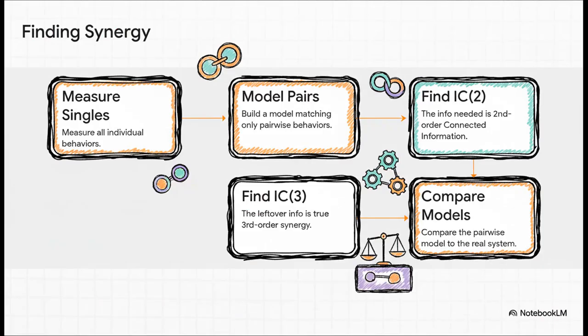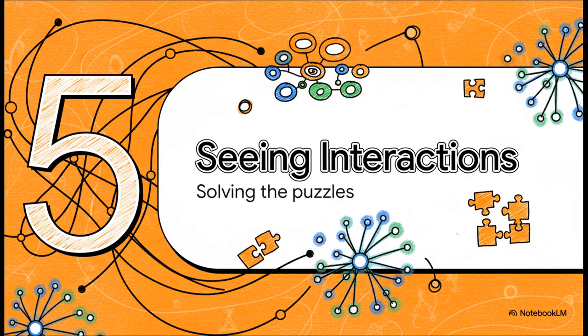So, how does this thing actually work? Well, it's a really clever step-by-step process. First, you look at all the individuals. Then, you look at all the pairs. Next, and this is the key part, you build a computer model, the most random, basic model you can, that only matches the pairwise behavior you just measured. The info you need to do that is your second-order connected information. Then, for the final step, you compare that simple pairwise model to what's happening in the real world. Whatever's left over, that extra bit of information that the pairs couldn't explain, that, my friends, has to be the true third-order synergy.